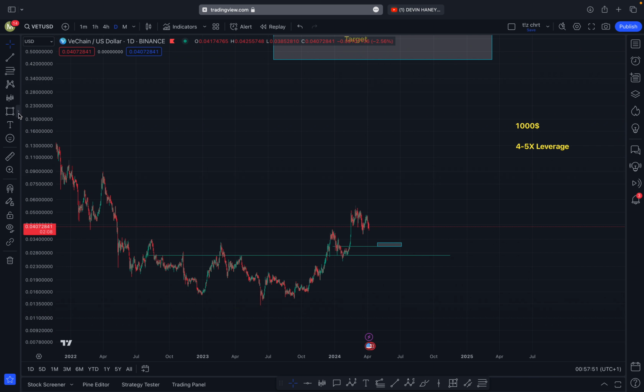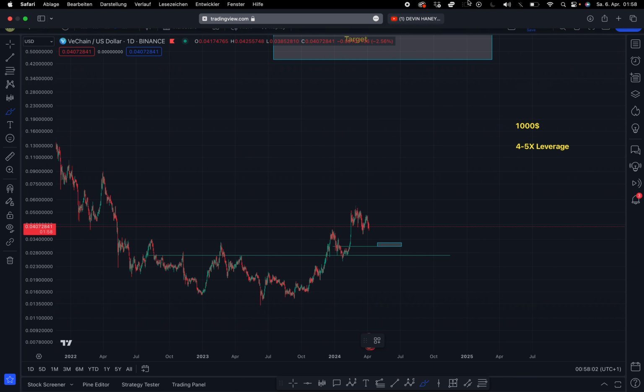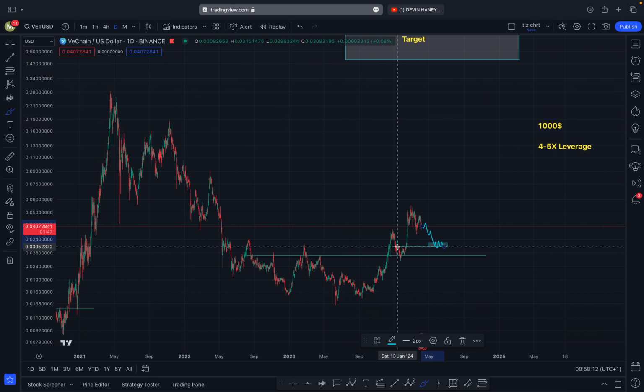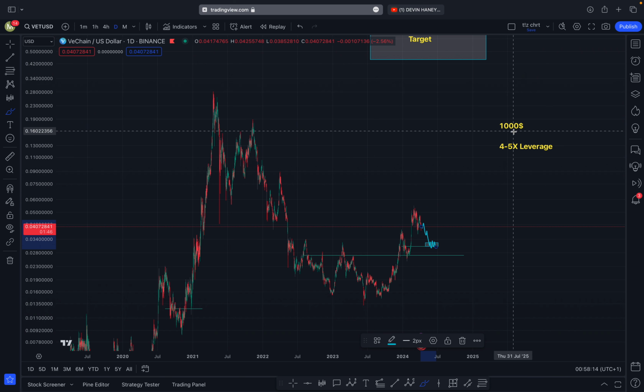So if Vechain reaches the price of 3.2 to 3.1 cents, okay, this is actually where we can go in our long position here with 4 to 5x leverage, and we can leave it until the top with our 1k.